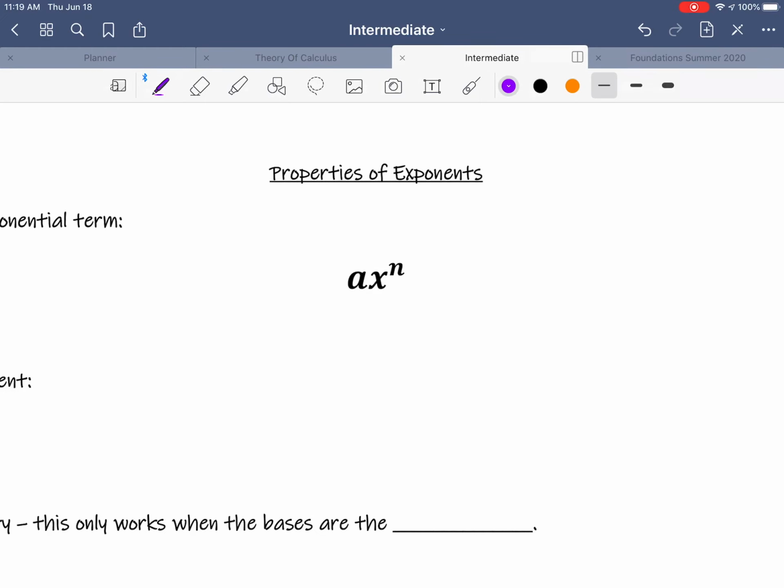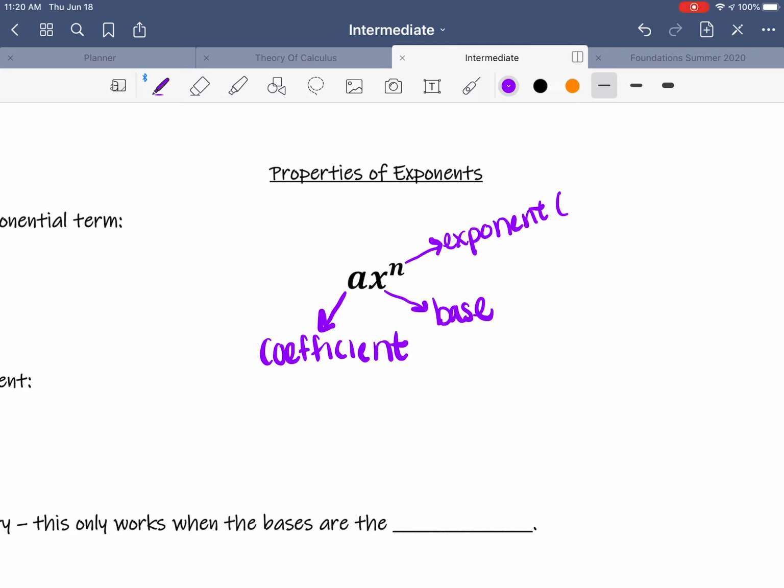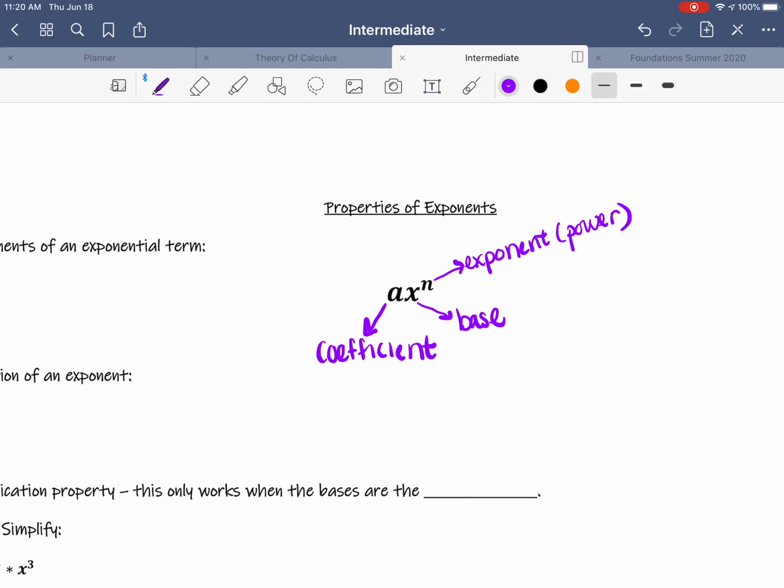So this is an example of an exponential term, and I'm going to break it apart by pieces. This a value is called a coefficient, and it'll be a number, like a constant, like 2, 3, 4. And it's in front of a variable that serves as the base, with this little superscript, as they call it, that is the exponent or power. We'll use exponent.